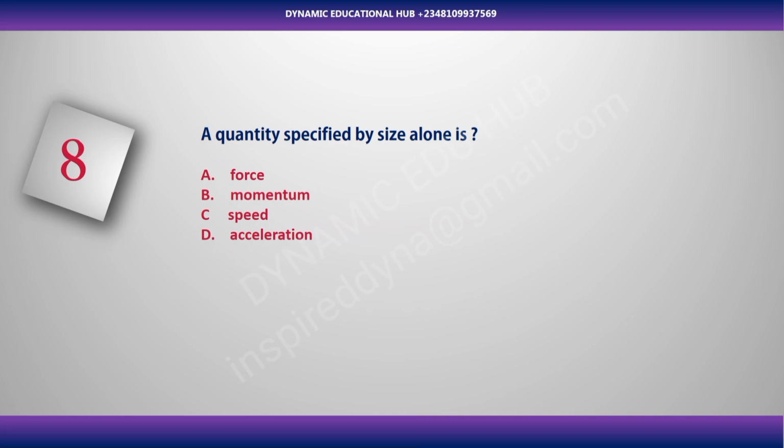The next question. A quantity specified by size alone is. When you are talking about the size, the magnitude alone for a quantity, which one is the answer? So they are asking us for scalar quantity. A, force. Force is a vector. B, momentum. Momentum is a vector. C, speed. Speed is a scalar. We now have D, acceleration. So which one is the answer? Speed.